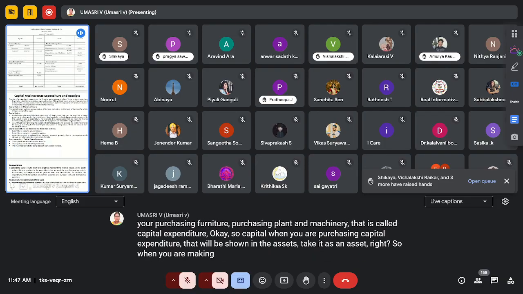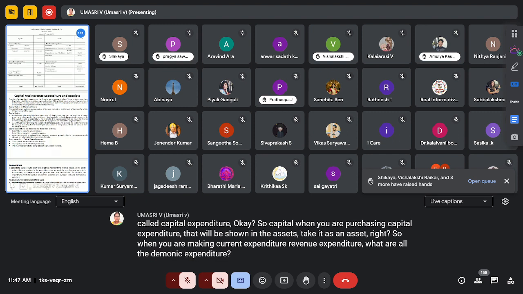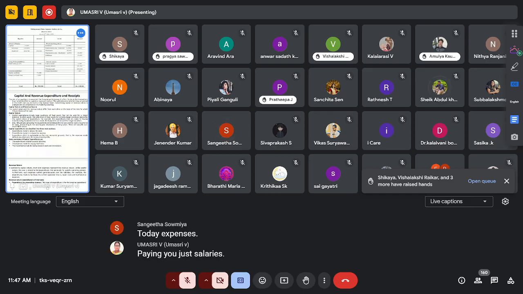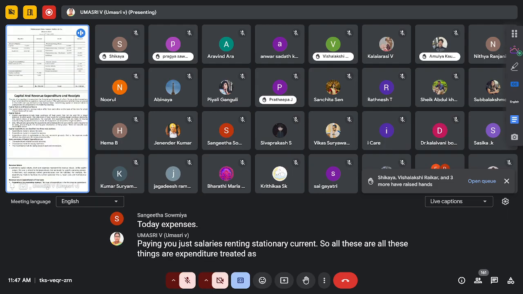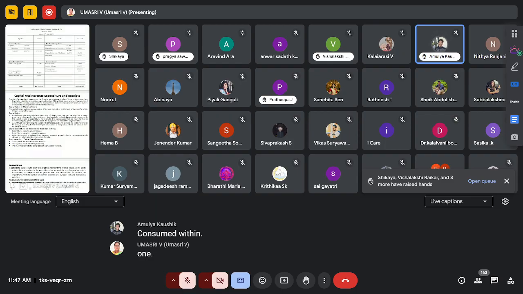So what are all the revenue expenditure? Day-to-day expenses, paying wages, salaries, rent, printing, stationery. All these things are treated as revenue expenditure, with benefits derived and consumed within 1 year. That is called revenue expenditure, right?